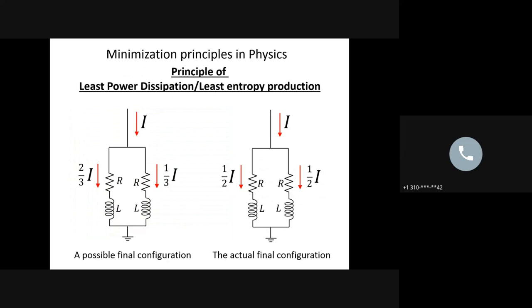I'll give you a bunch of them, because you can see that there are many things in physics. Suppose, for example, you had a circuit and the current would branch into two branches. The branches are identical, so you'd be very shocked if one branch took 2/3 of the current and the other took 1/3. If 2/3 of the current went through one resistor, that would increase the power dissipation. The lowest power dissipation is when the current divides exactly equally.